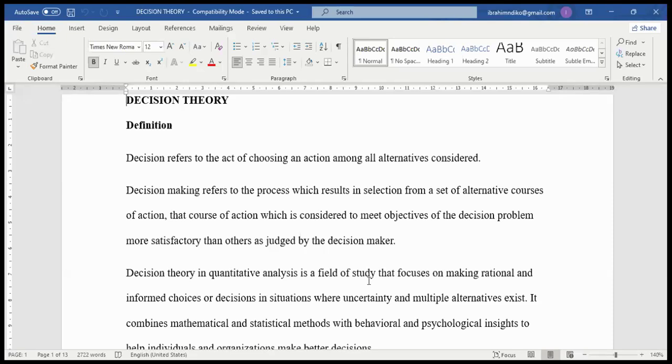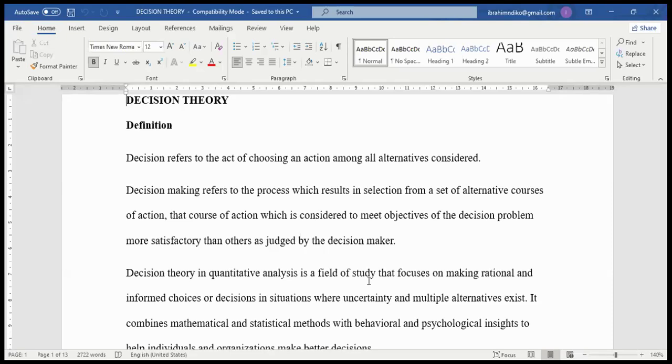Now, when we talk about decision theory, we refer to the decisions which a person makes. For a person to make a decision, that person must have various acts or alternatives to choose from. A decision refers to an act of choosing an action among alternatives in consideration, or alternatives available. That is all we mean when we say decision: choosing from a set of alternatives available or in consideration.